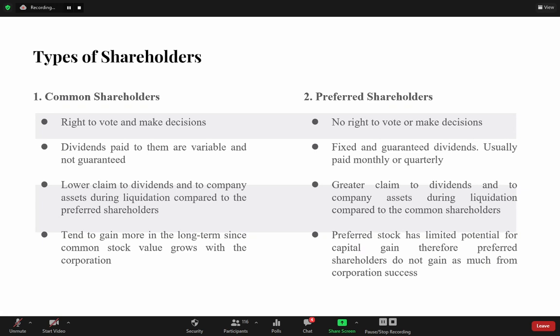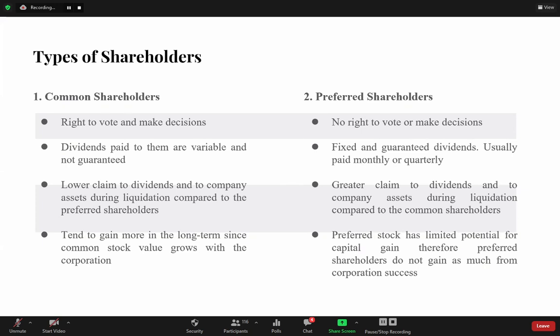So I'll talk about the types of shareholders. There are two types of shareholders: the common shareholder and the preferred shareholder. The main thing that differentiates these two is the type of stock they own. There are two types of stock: the common stock and preferred stock. These two types of stock give the two types of shareholders different rights. They give them different levels of claim to things like dividends and company assets, and different ways of benefiting from the corporation. These differences are outlined in these slides.